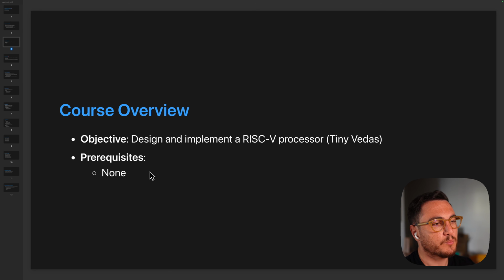So what we will learn in this course is the design and implementation of a RISC-V processor. We'll go into the details of what kind of processor this is, but for now, just so you know, it's a very small processor that will allow us to see 90% of computer architecture concepts. There are no prerequisites to this course. It's targeted to people straight out of high school.